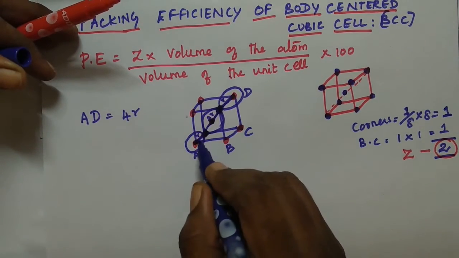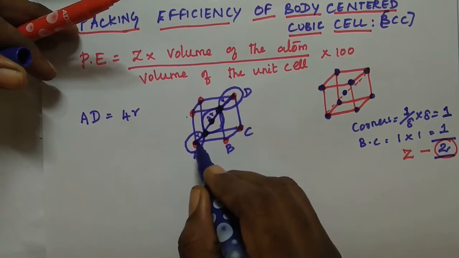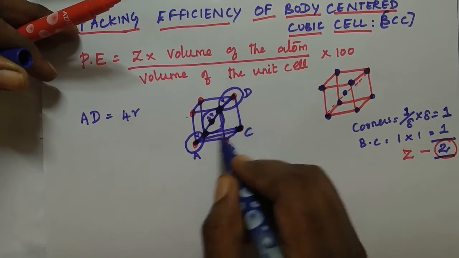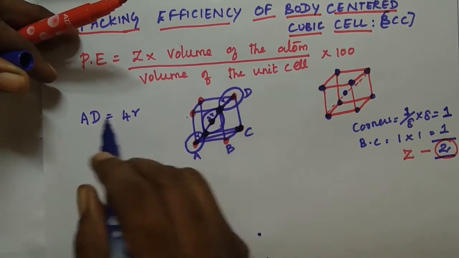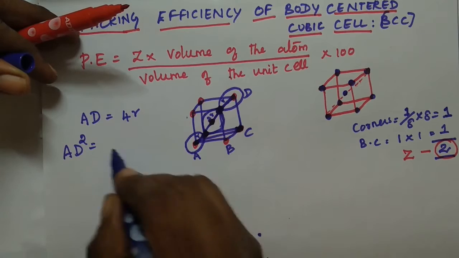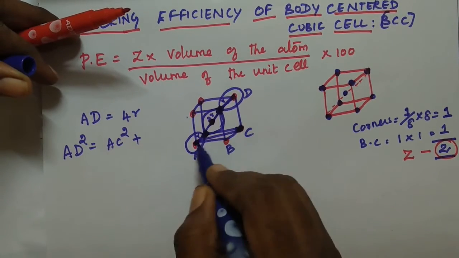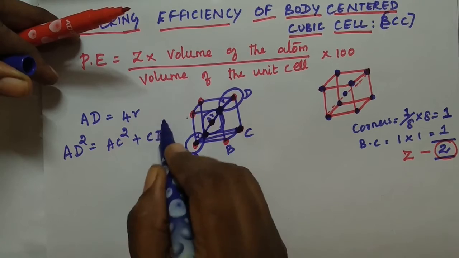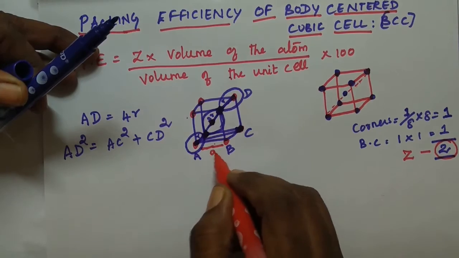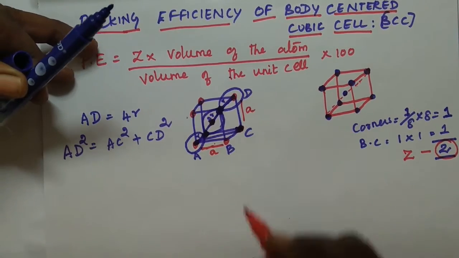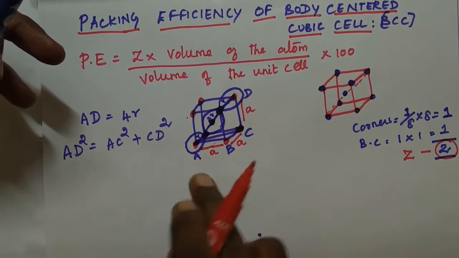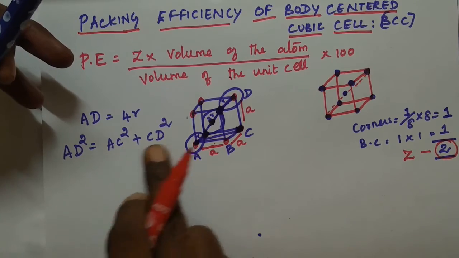Let us take the triangle ACD. What is the value for ACD? According to Pythagoras theorem, AD square is equal to AC square plus CD square. We know the distance AB is equal to a, like that CD is equal to a, and BC is also a. We know the edge length is going to be a. Now with this edge length, we can calculate AC square and CD square.